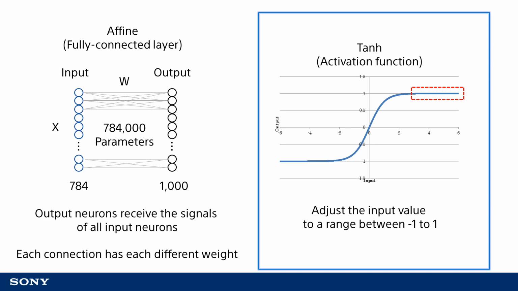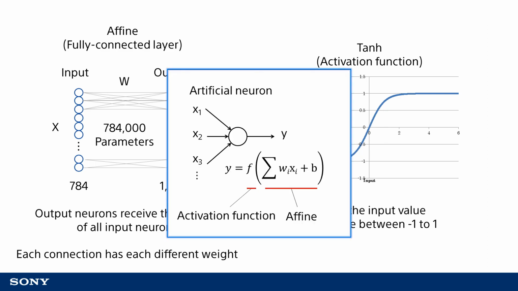As you can see, when a large positive value is input, the output value is stuck to 1, and when a large negative value is input, the output value is stuck to -1. And when the value in this area is input, the output changes almost linearly. And I would like to remind you of the formula for artificial neurons.